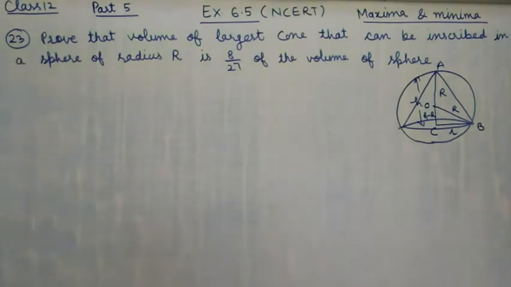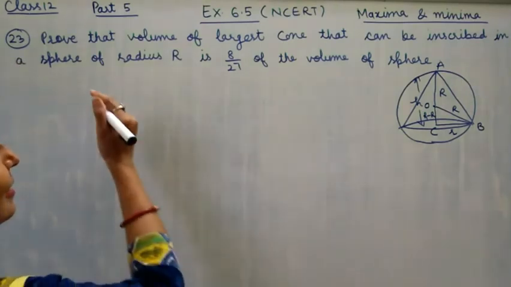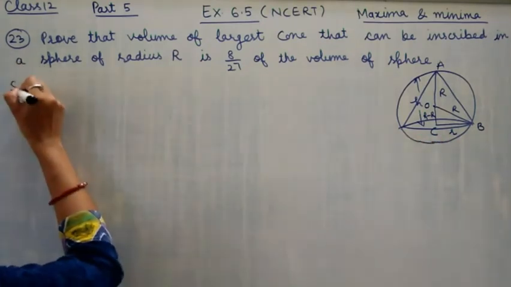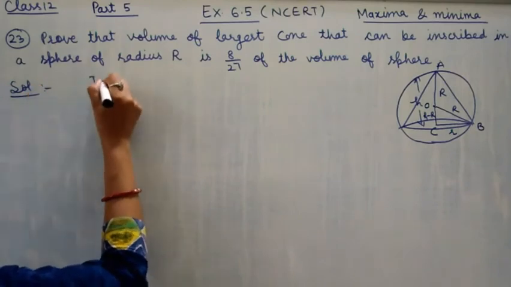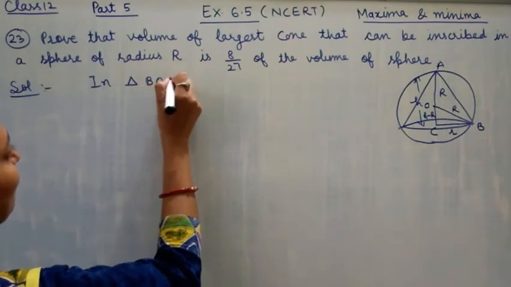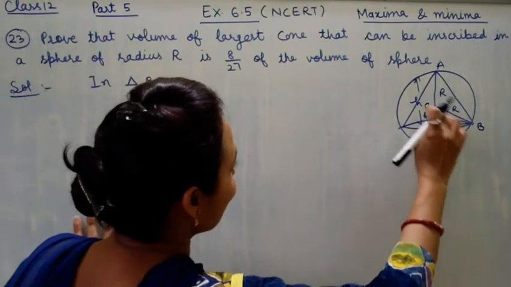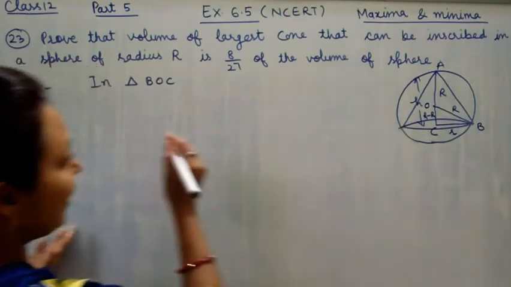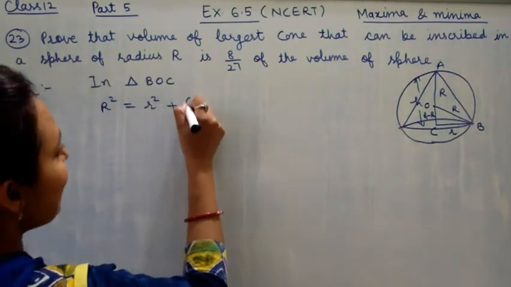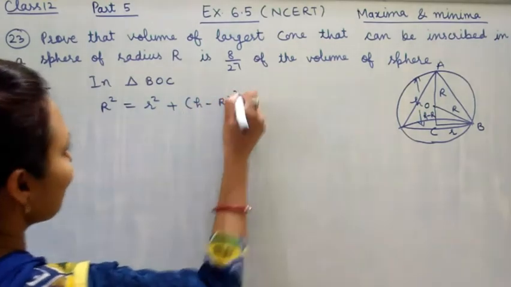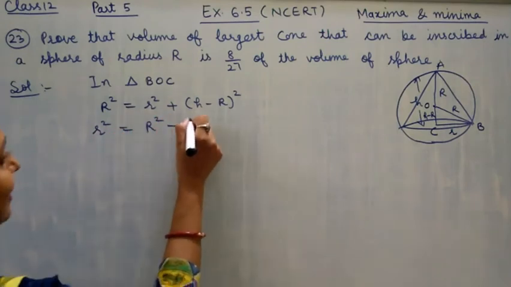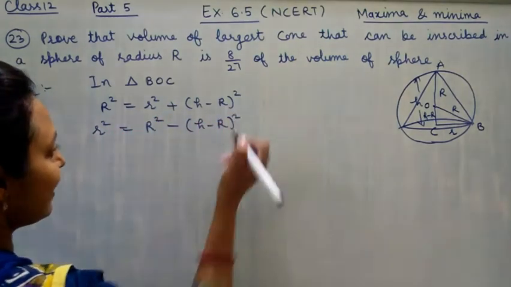First of all, take the radius. I want to find this r square. In triangle BOC, capital R square is equal to small r square plus (h minus capital R) whole square. So small r square is capital R square minus (h minus R) whole square.